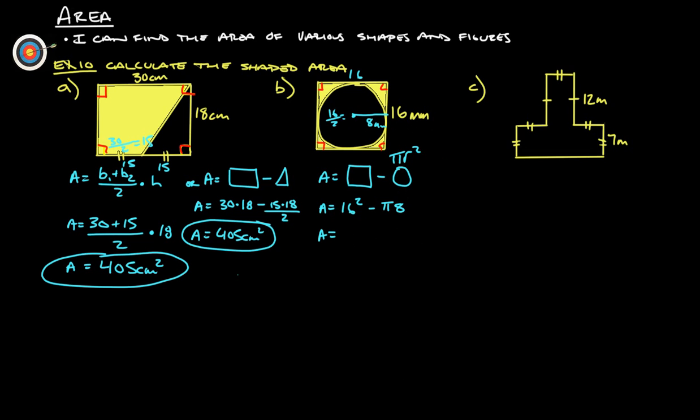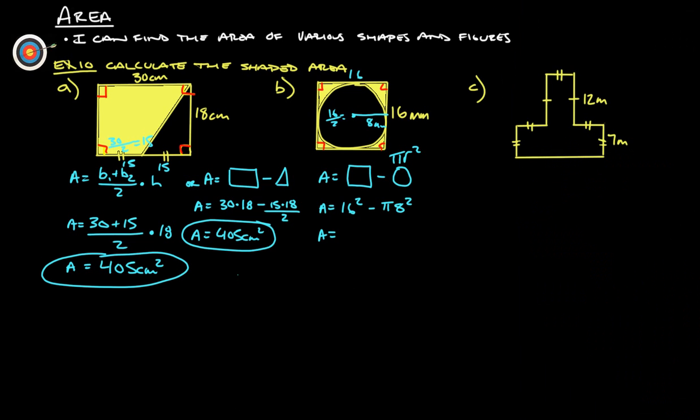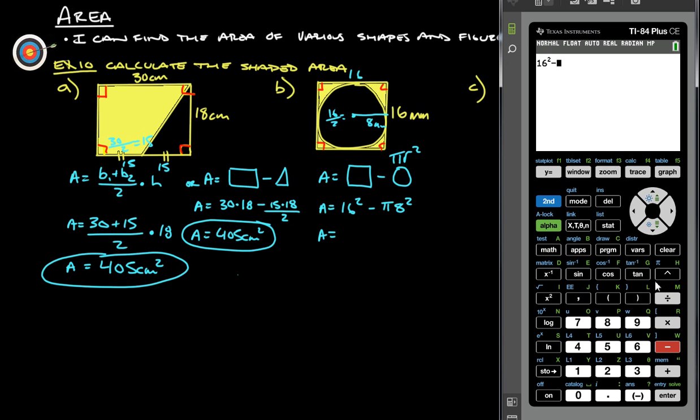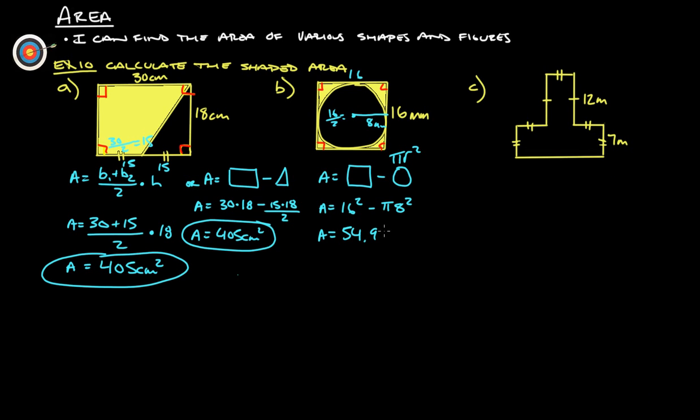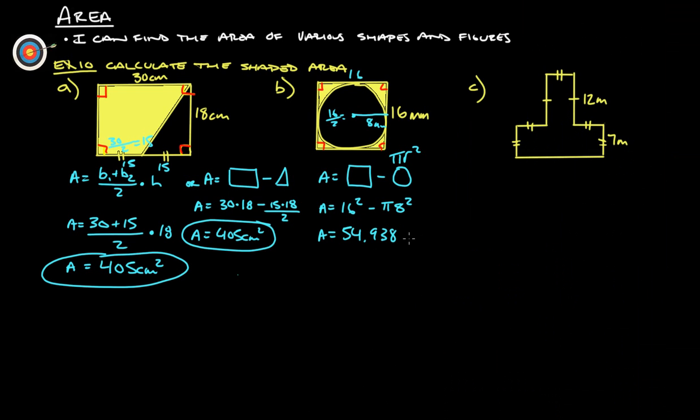So put that in here. We've got 16 squared minus, and that's pi times 8 squared, not just pi times 8, minus pi times 8 squared. Okay, and we'll get 54.938. Again, it doesn't specify, so I'm going to just go to 3 significant figures. That seems like a pretty reasonable answer for this one here.